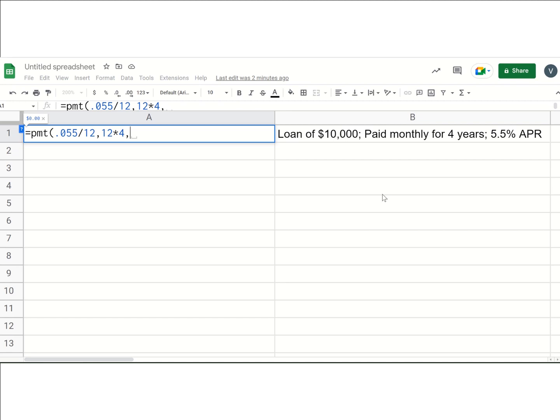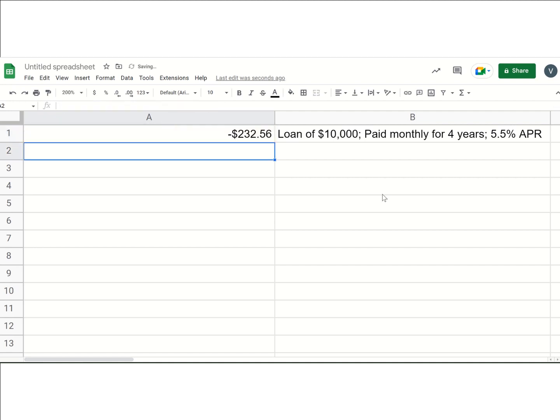The next entry is present value, which is the value of the loan at the beginning, $10,000. Don't use a comma in that 10,000 or Google Sheets will totally not be happy and give you the wrong answer. And then the final entry is that we want the loan in the future to be down to 0. So future value with loans is going to be 0 because we want to pay it off. Close your parentheses and hit enter. And the value that Google Sheets gives you is the monthly payment. We're going to be paying $232.56 every month.